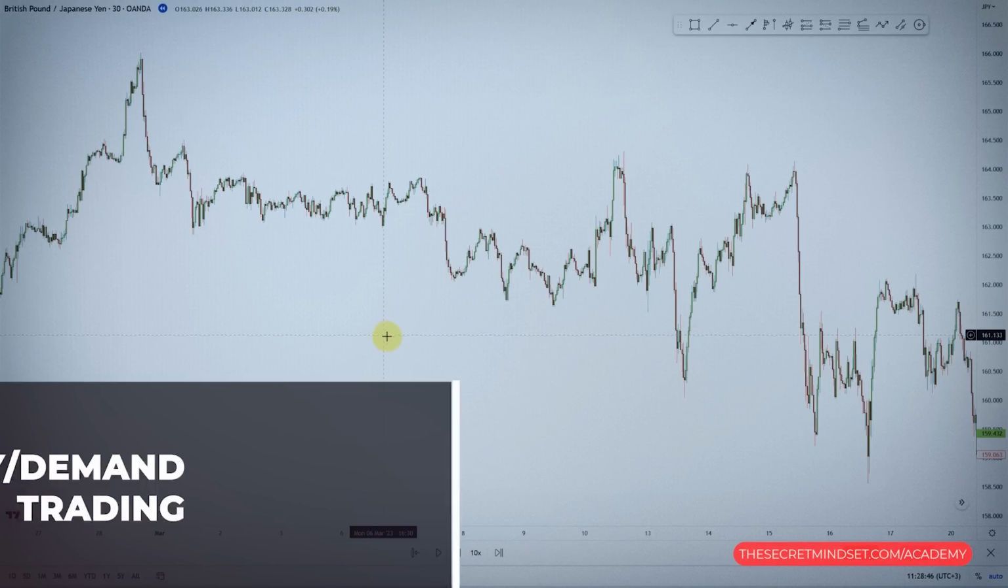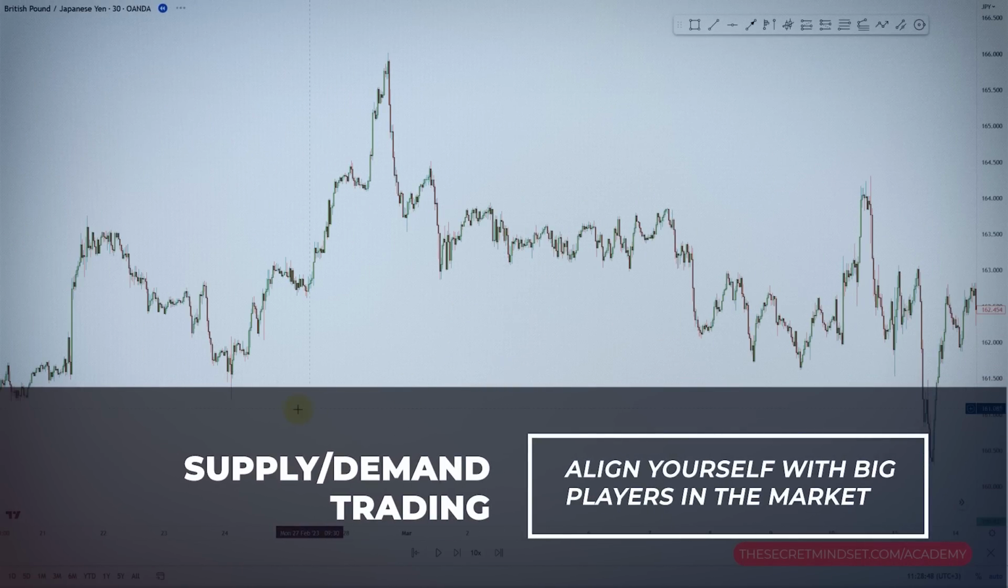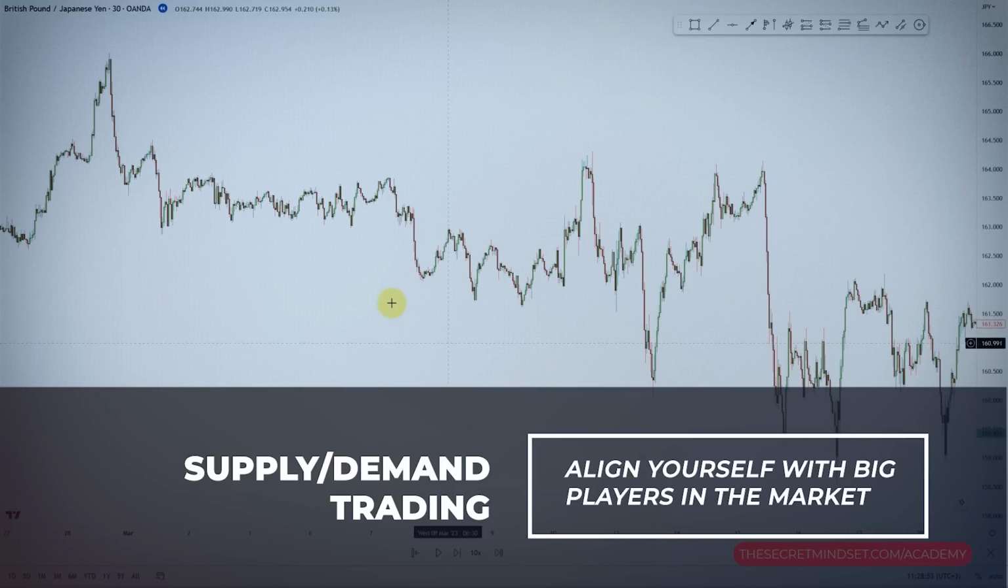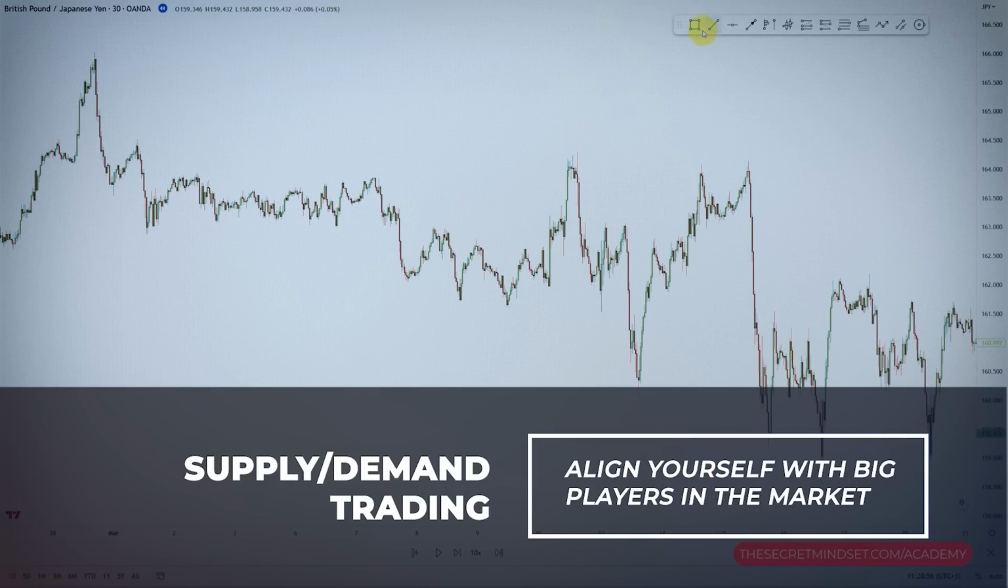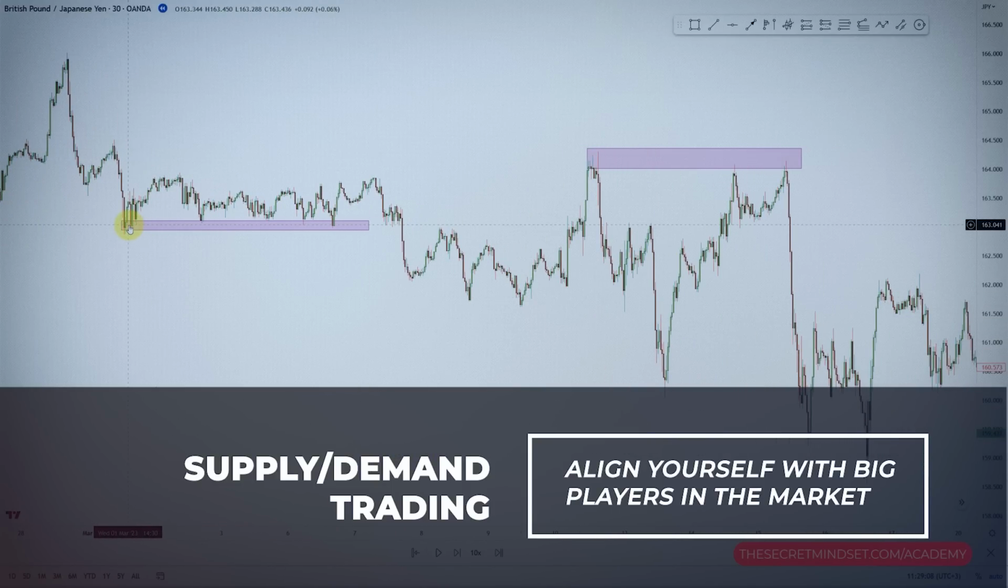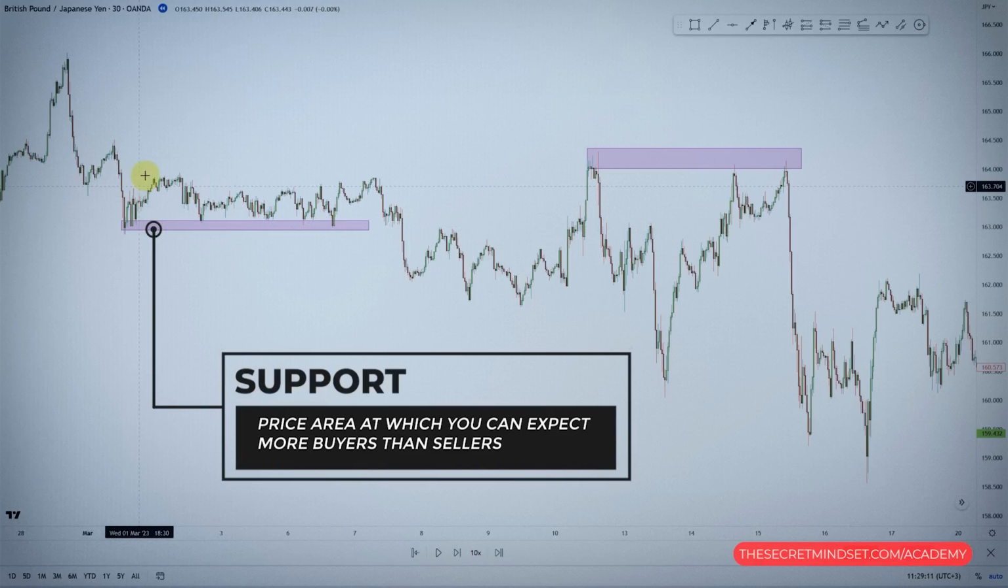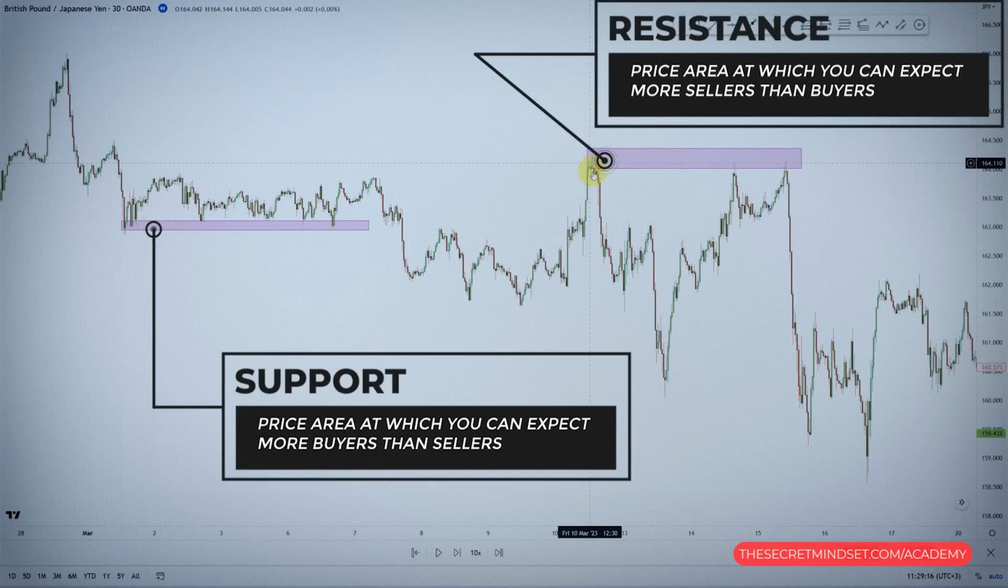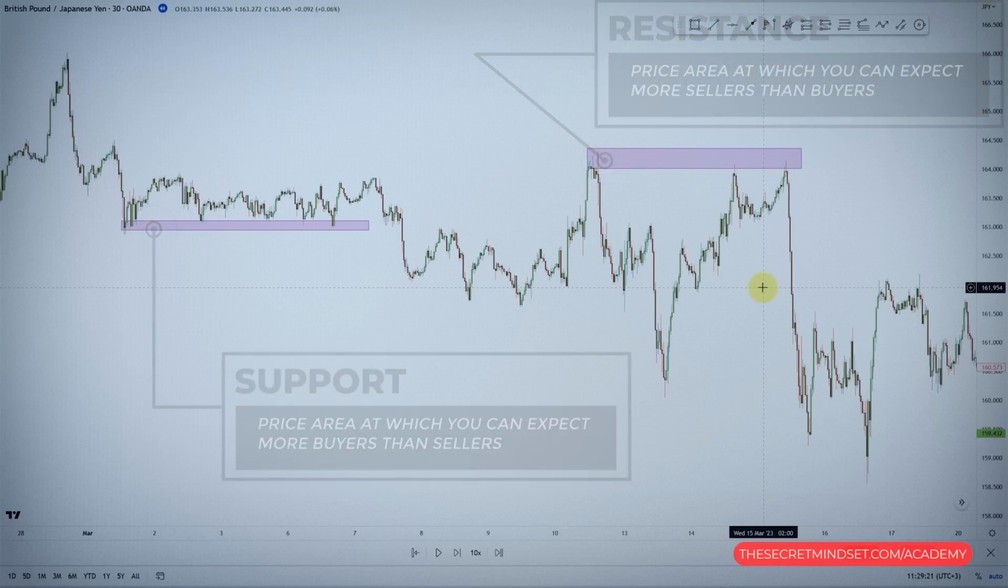If you want to increase your chances to succeed at day trading, you must align yourself with big players in the market. I do this by using supply and demand. When I first started day trading, I focused on support and resistance levels. These are the specific price points on a chart which are expected to attract the maximum amount of either buying or selling. A support is a price area at which you can expect more buyers than sellers. A resistance is a price area at which you can expect more sellers than buyers.